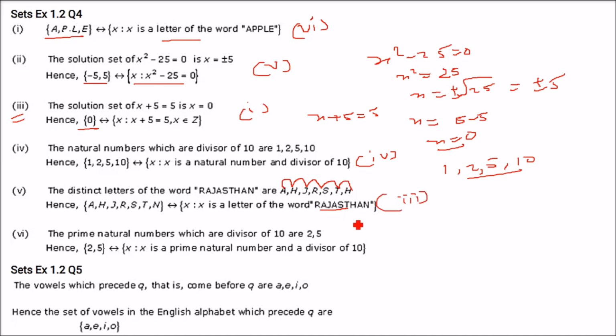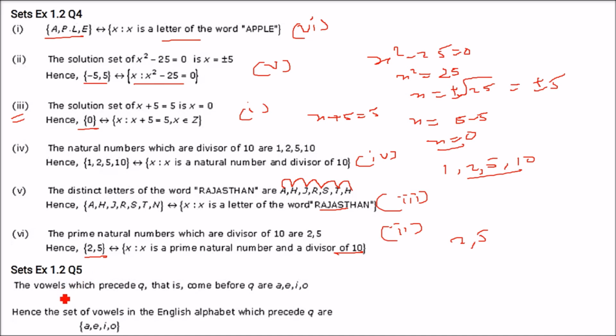Third one on the right hand side of matching. So 1, 2, only 2 is remaining. So we know that this is going to be 2. So the second one will be 2 and 5 on the left hand side, and on the right hand side we have X is a prime natural number and is the divisor of 10. So 2 and 5 are actually dividing 10, and they are prime natural numbers also.